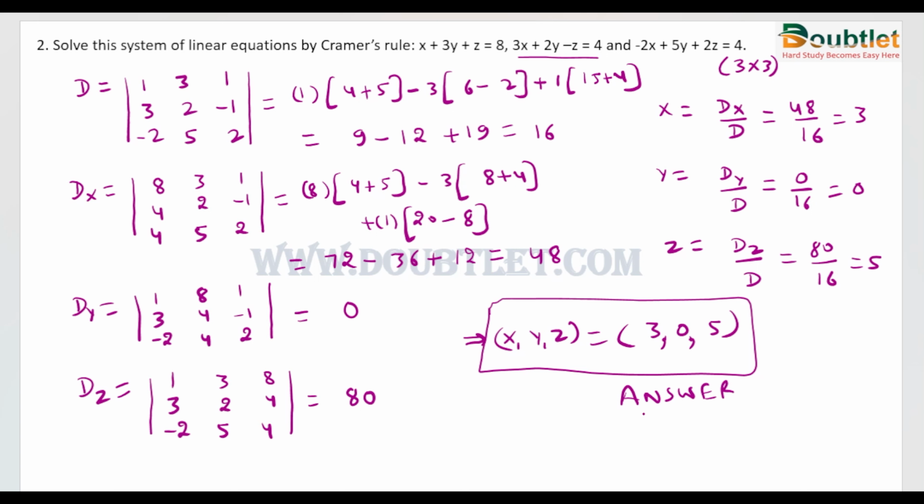So using this formula or the previous formula, we can solve any system of linear equations by using Cramer's rule. But we have to just remember that since D is in the denominator, the value of D should not be equal to 0. Once it becomes 0, the system of linear equations is unsolvable, meaning it does not have any solution.